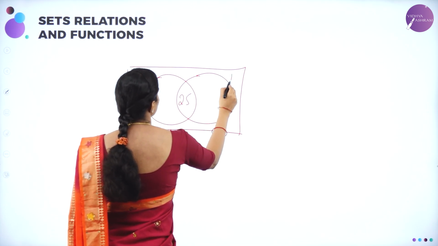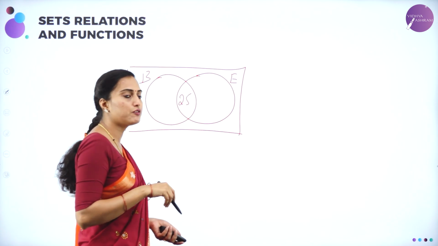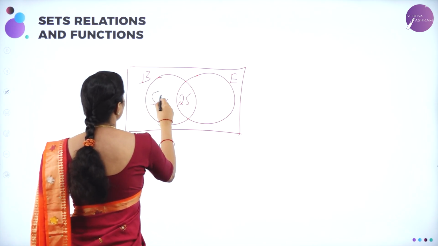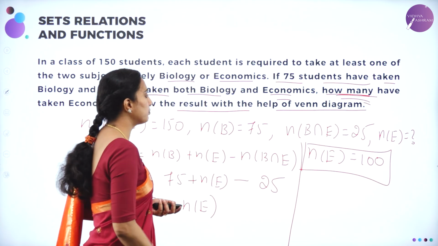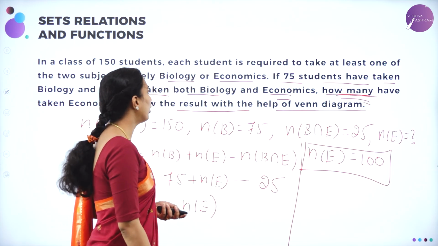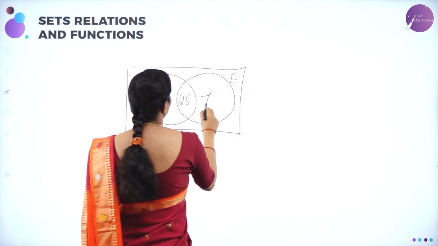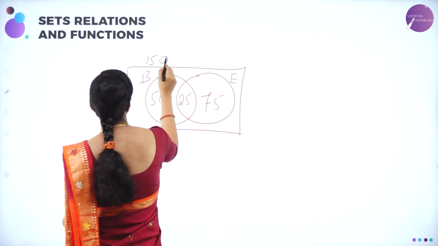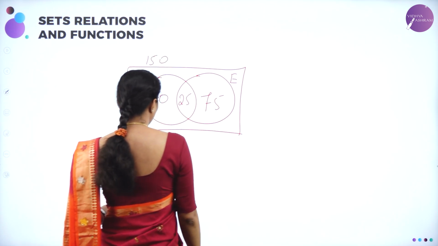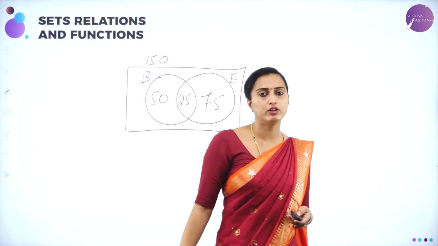This is economics. So how much should we write here? 25 plus 50 gives you 75. This is 50. And then how many students will be having in economics? Economics will be 100. Therefore, how much are you going to write here? 25 plus 75 gives you 100. This is the Venn diagram. The universal set will be equal to 150. Total students will be equal to 150. This is how the Venn diagram will go.